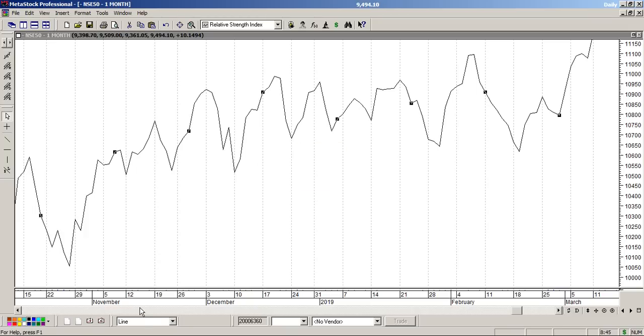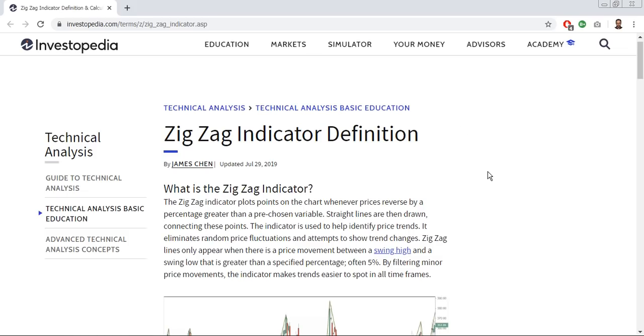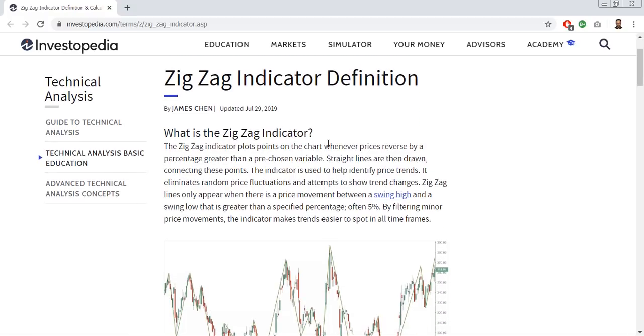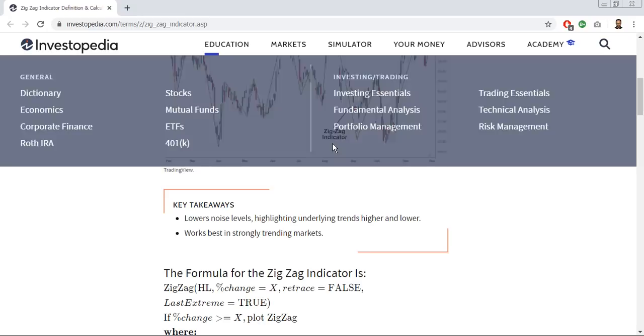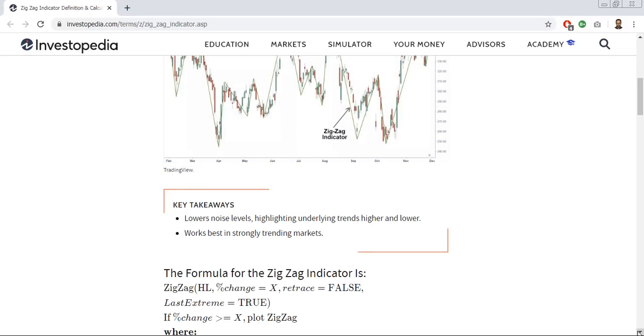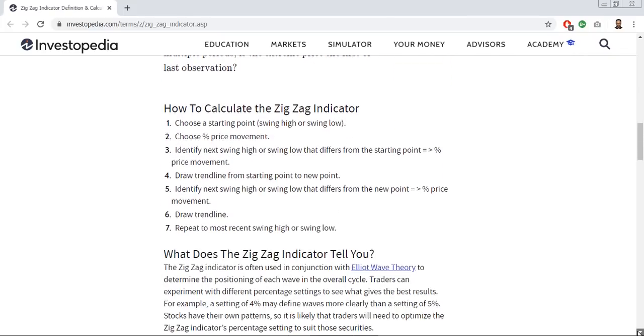So what I'm going to do now is change the chart to candlesticks or bar, whatever you like, and I'm going to introduce an indicator. If you go to Investopedia, you will find an indicator called zigzag indicator. A zigzag indicator plots points on the chart whenever prices reverse by a percentage greater than the pre-chosen variable. Straight lines are then drawn connecting these points. The indicator is used to help identify price trends. Everything is written there. Just do a zigzag indicator search on Google and you will reach Investopedia. If you want the formula, it is there, and how to use a zigzag, everything is there.